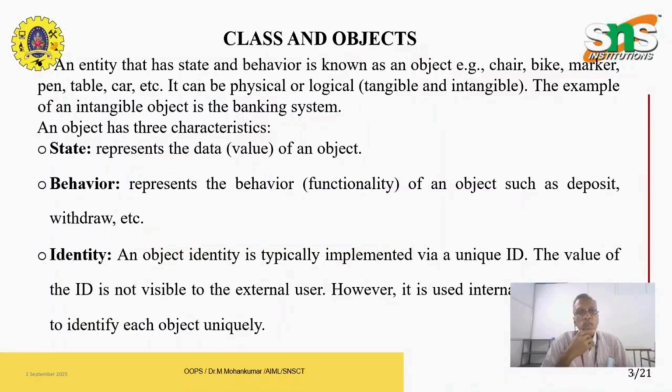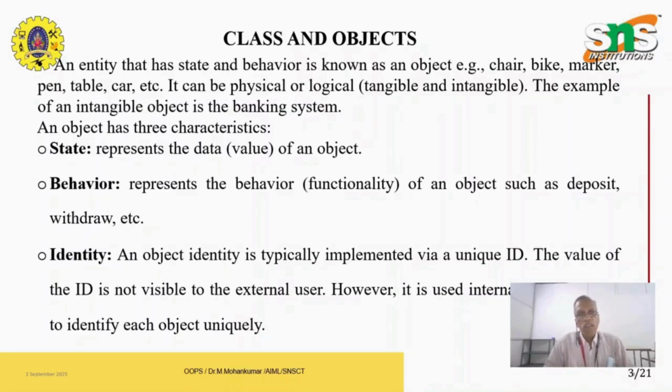What is the difference between class and object? First, we have to understand that an entity that has state and behavior is known as an object. Examples: chair, bike, marker, pen, table, car, etc. It can be physical or logical, that is, tangible and intangible.